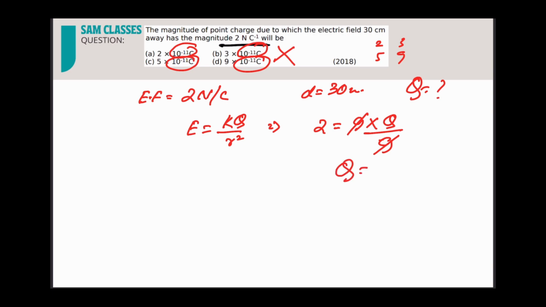So 9 and 9 gone. So Q is equal to what? 2. That's it. Was it anything difficult? Now if somebody wants, sir, we want to solve it. Okay. If you want to solve also, same thing, no difference, nothing different here.